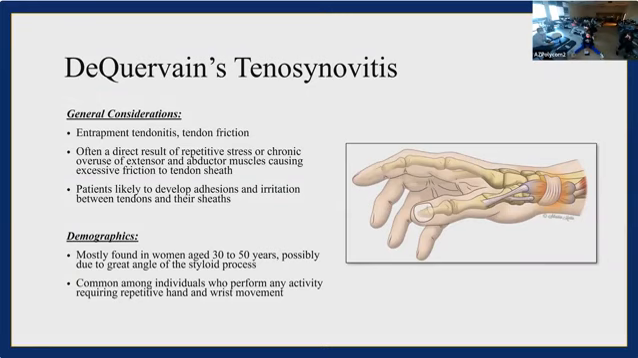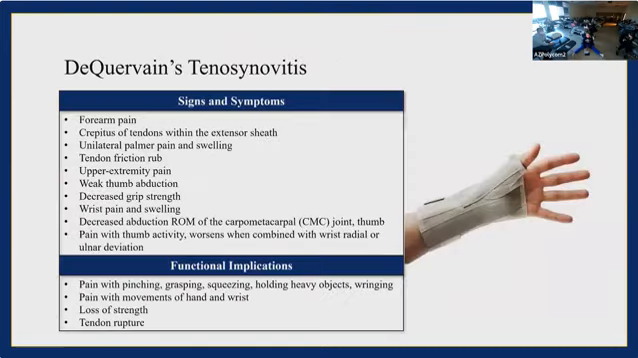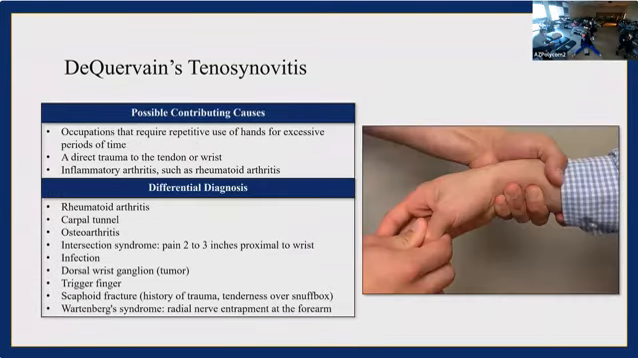Mostly found in women aged 30 to 50 and common among individuals who perform any activity requiring repetitive hand and wrist movements. Signs and symptoms: forearm pain, crepitus. If you haven't heard crepitus, Dr. Bott has some crepitus in his knee. You should go and listen to it after class. Upper extremity pain, weak thumb abduction, decreased grip strength, things you might expect. Possible contributing causes: occupations that require repetitive use of the hand, direct trauma, inflammatory arthritis such as rheumatoid arthritis.